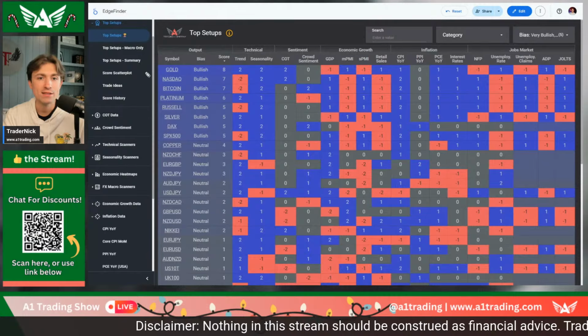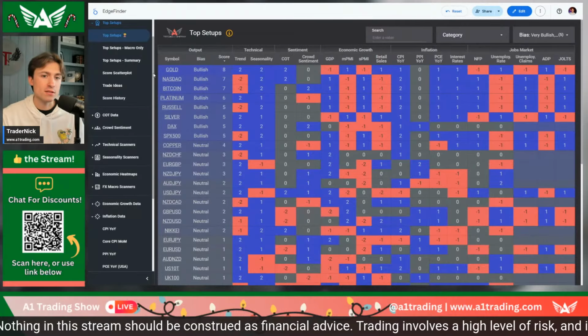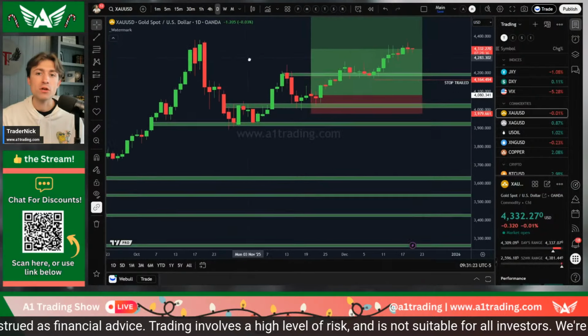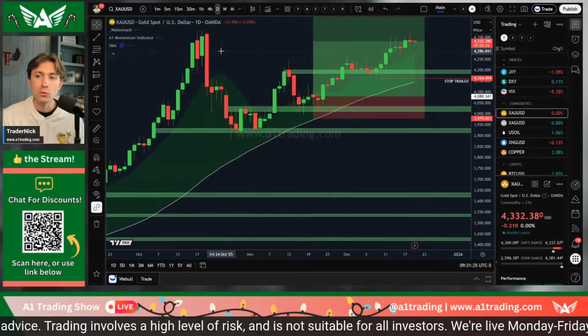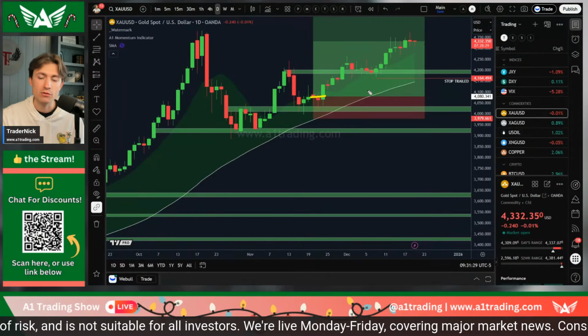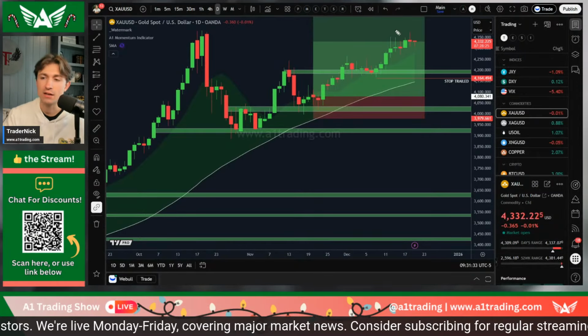When it has this bias, what do I do with it? Do I just go buy gold just because it says bullish? No, I use it in combination with my own trading. For example, I like gold bullish. I'm already long gold as of a few weeks ago, and I'm still in the trade. I've trailed my stop loss into profit. But let's just say I wasn't in a trade, let's just say I had nothing on right now.